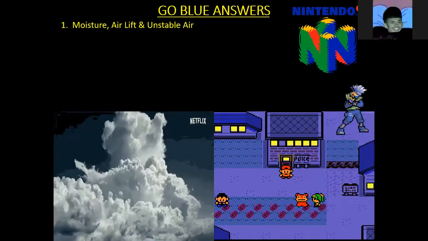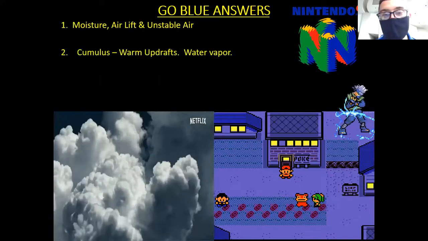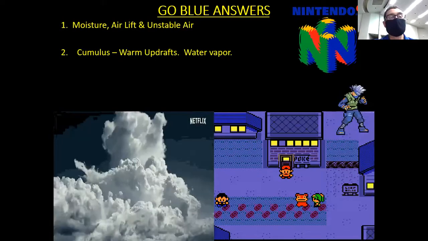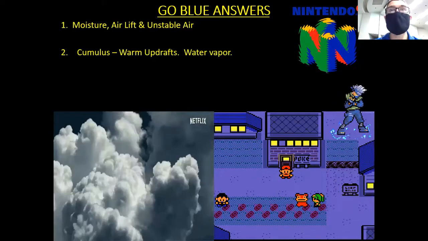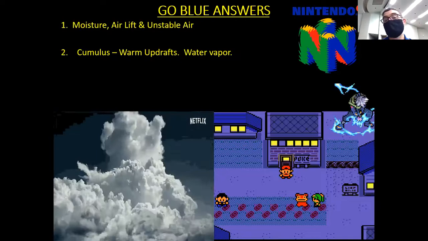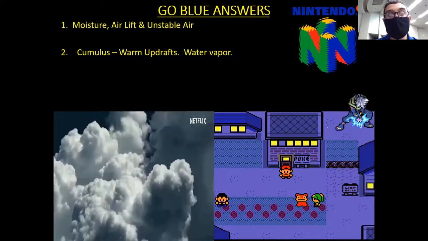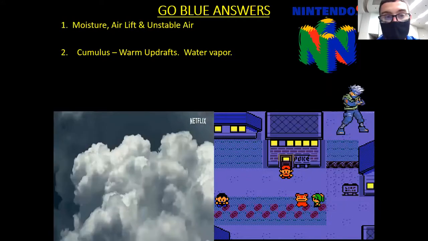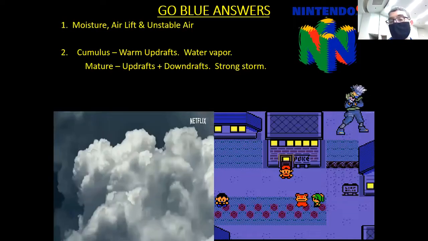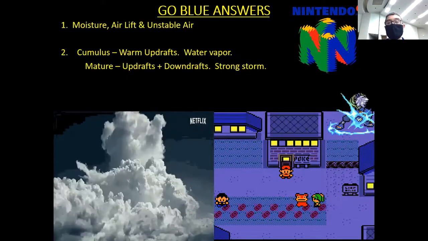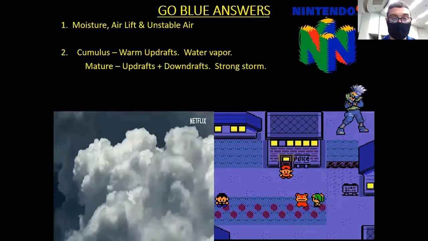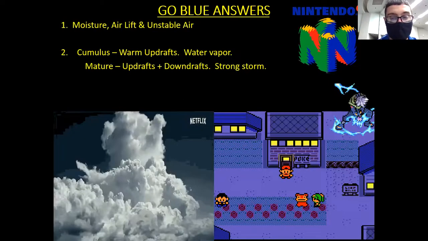Number 2, the 3 stages include the cumulus stage, which is going to be from warm updraft. The key thing with the stages, as I stated yesterday, is we need to know how the air moves within the cloud in each stage. Like I said before, the cumulus stage is like the baby thunderstorm, right? No rain just yet, just water vapor building up. Secondly, we have the mature stage. It includes both updrafts and downdrafts, and they're going to be equal. This is when the storm is going to be at its strongest. So you have the strongest rainfall, strongest lightning, et cetera.